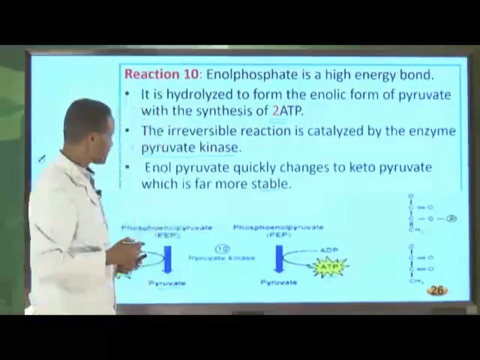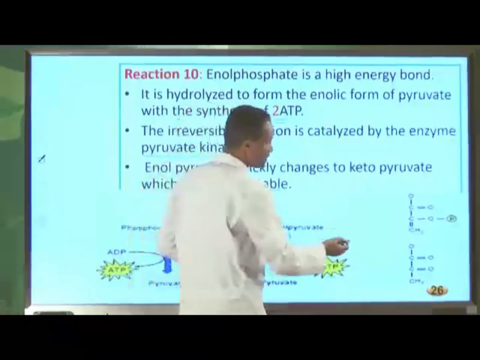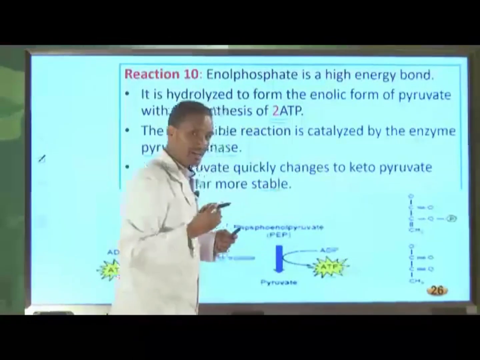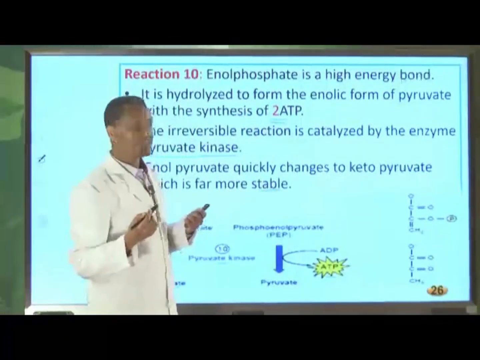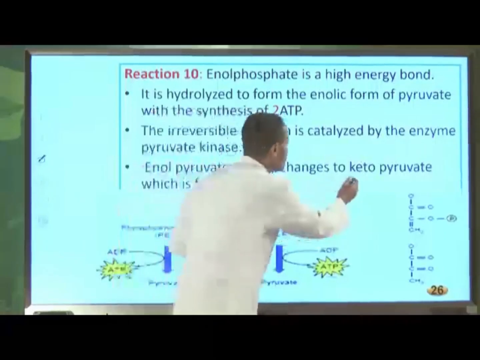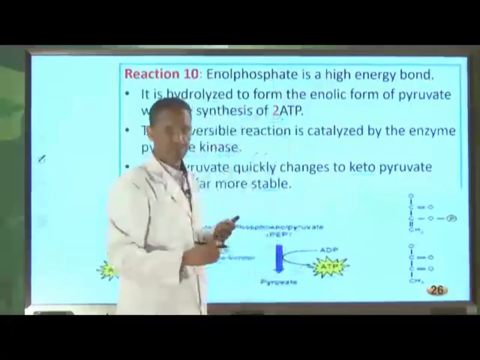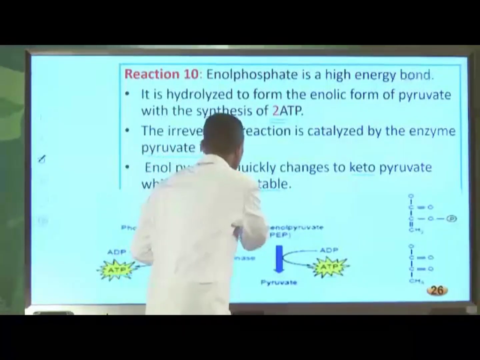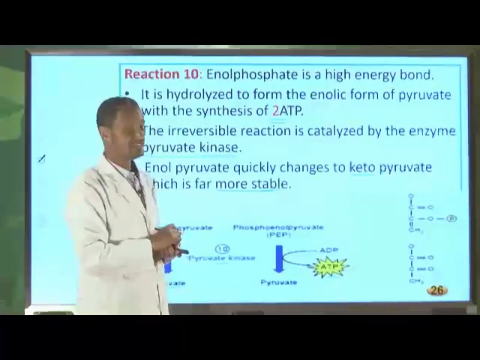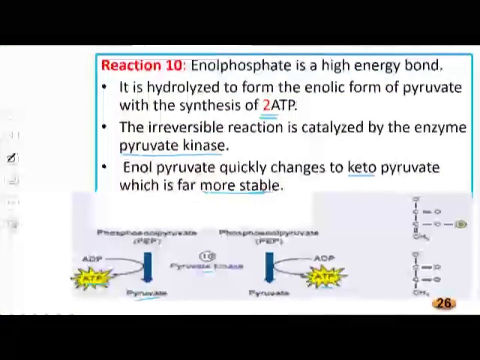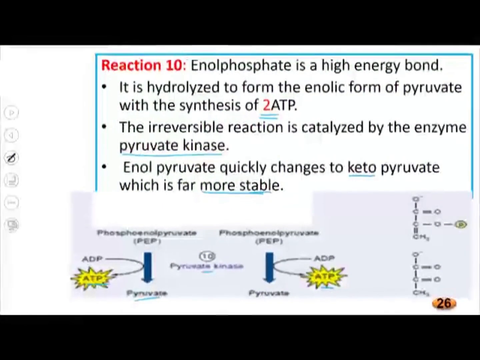In the first case, the enol pyruvate is produced, but it automatically changes into the keto pyruvate, because the keto pyruvate is more stable than the enol pyruvate. Therefore, this shows that the functional group of the ketone is immediately changed into the keto pyruvate, which is more stable than the enol pyruvate.